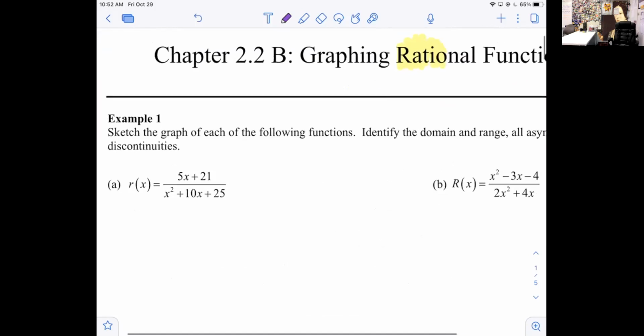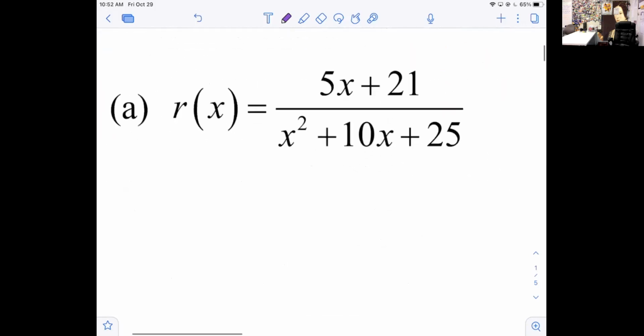All right, so what we're doing on example 1 is we're going to sketch the graph of each function. And it says to identify various features. So here we go. I'm going to talk you through it. It might take the whole period to do this one problem. We'll see.